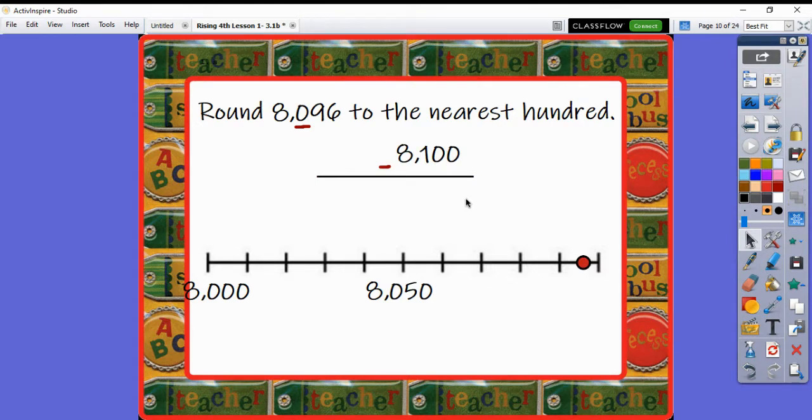Boys and girls, notice that I never use the word and when I am looking at whole numbers like this. If I don't have a decimal point, I'm not looking at money, I'm not going to be using the word and.